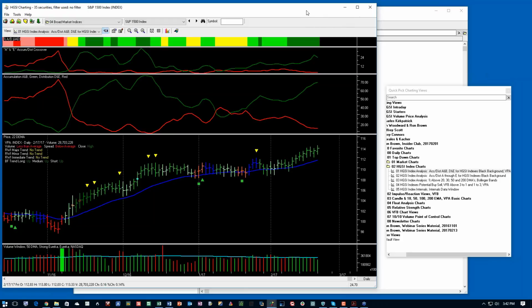The index itself, if you look up here, this is solid green, which means that the market is still in A accumulation. It has not come down from that. These lines here represent A and B accumulation. This represents D and E distribution, and you can see that they are still spreading apart. So this market still looks strong.